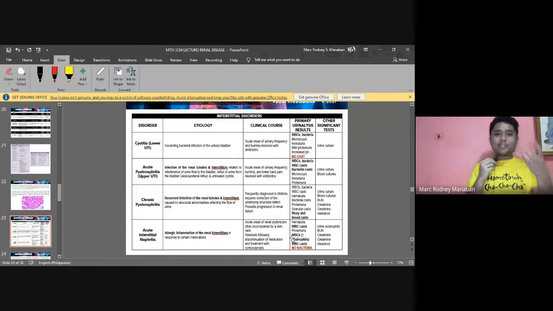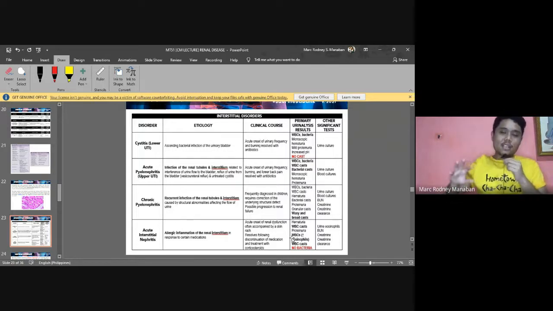So take note of the UA results, dears. It's the same as acute pyelonephritis, the difference is the casts. Whenever we mention waxy and broad casts, okay, it indicates chronicity. So in your case studies, if you see WBC casts, WBCs and bacteria, bacterial casts, but also waxy and broad casts, then of course, you have to look for chronic pyelonephritis.